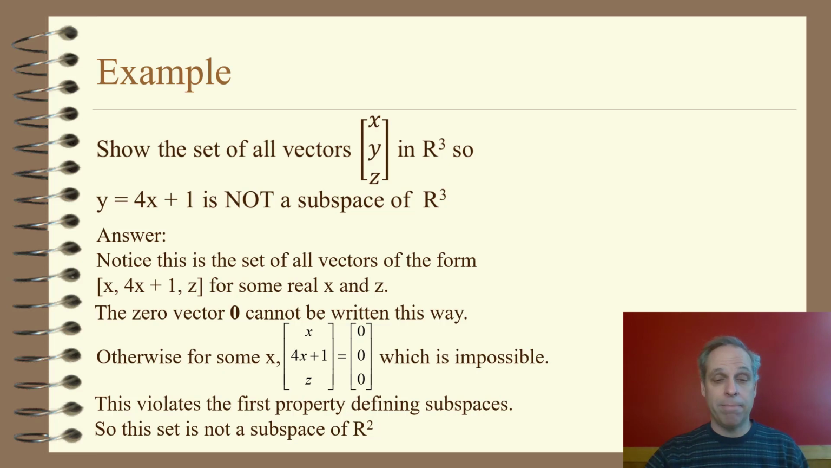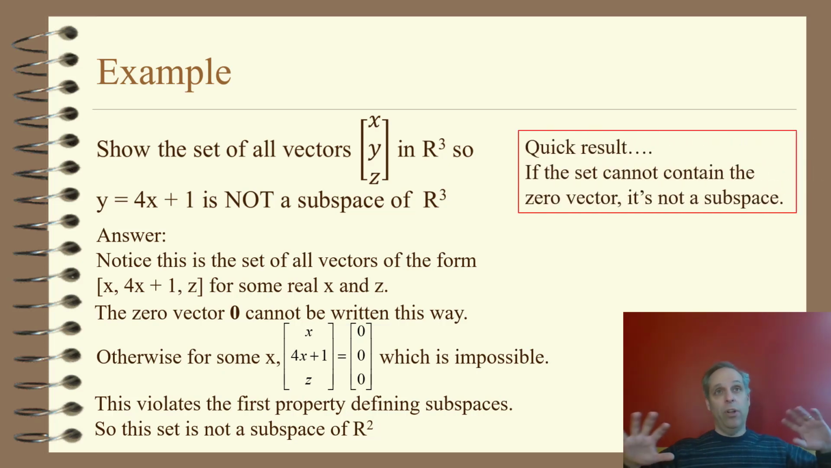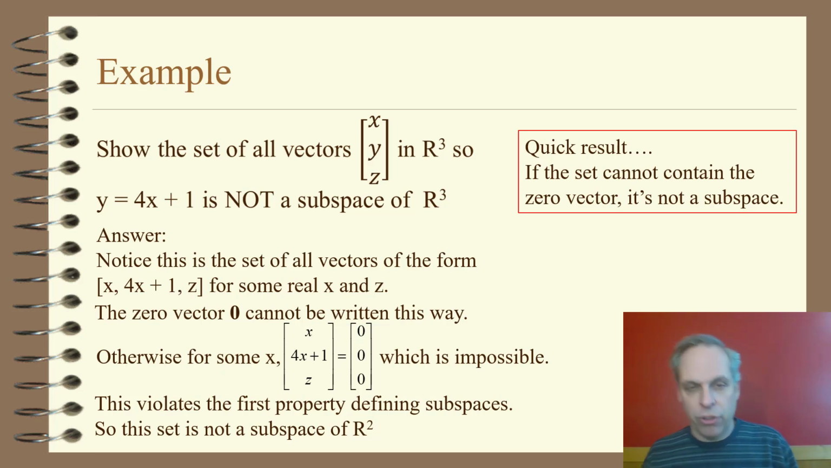Okay, let's try it again. Now, as a quick result, from now on, if the set can't contain the zero vector, it's instantly not a subspace. It's something to remember. You can also use the other properties, but usually the zero vector is the one you want to pick on.